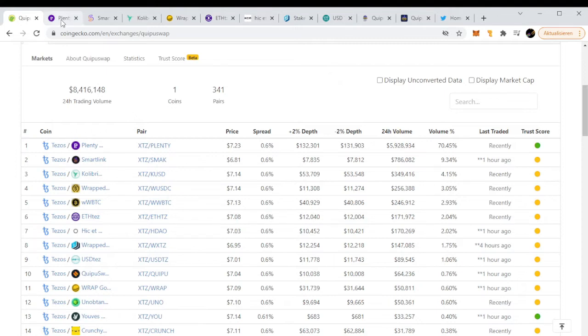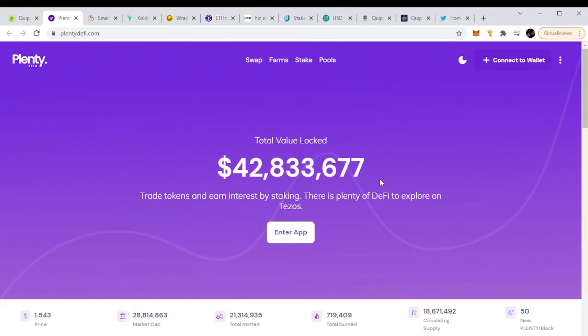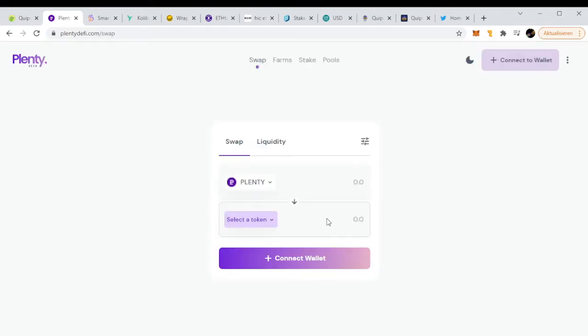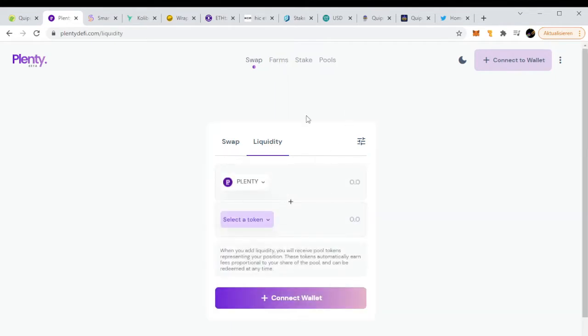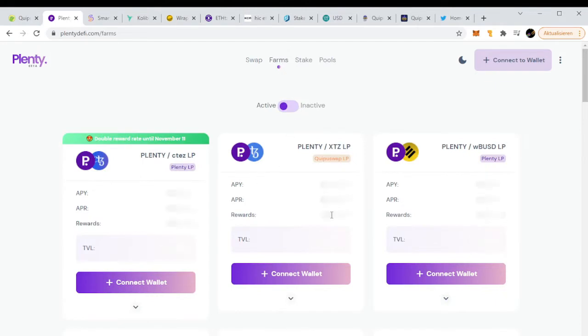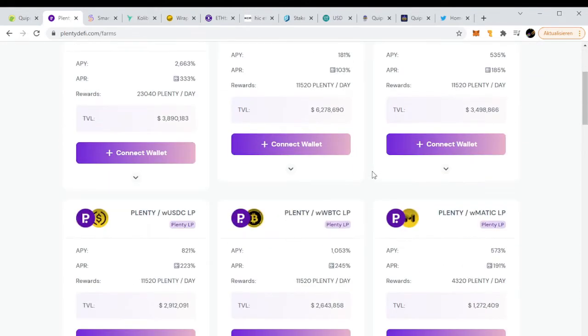and so you can exchange Plenty directly to other things on their website. Here, this is the Plenty website. As you can see, you can enter the app here if it wants to. Okay, here we go. You can either swap normally, add or remove liquidity, and then you can use these liquidity pool tokens that you get from adding liquidity to farm with them.